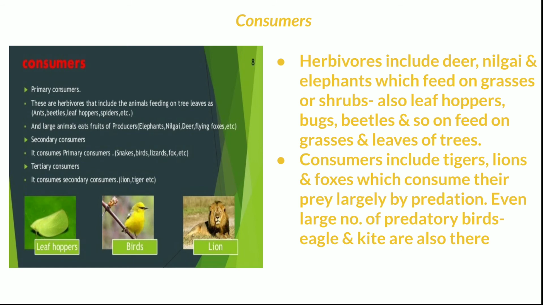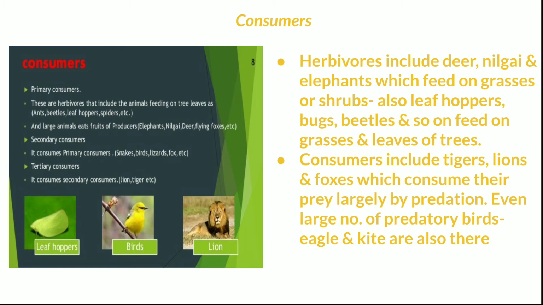Next we come to consumers. First is the primary consumer, that is the herbivores. These herbivores are deer, nilgai and elephants, which feed on the grasses and shrubs. Then there are leaf hoppers, bugs, beetles and so on that feed on the grasses and the leaves of the trees. Okay, this is the primary consumer.